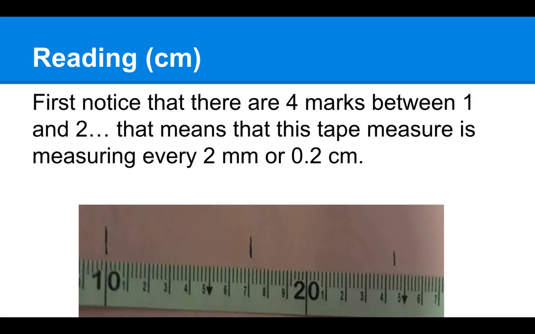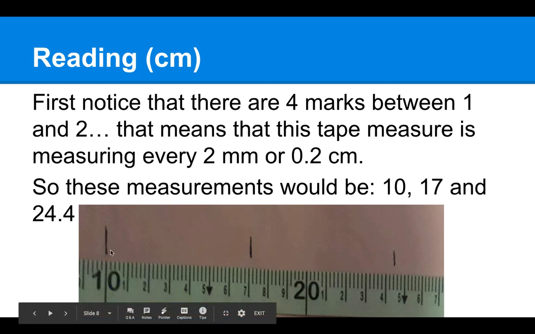First, notice that there are 4 tick marks between 10 and 11, or between the 1 and the 2. There are 4 marks. That means that this tape measure is measuring every 2 millimeters, or 0.2 centimeters. So since I'm going to measure everything in centimeters, I'm going to be looking at every tick mark being 0.2 centimeters. So these 3 measurements would start at 10, 17, and 24.4.